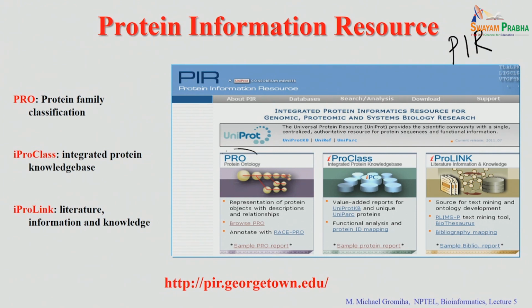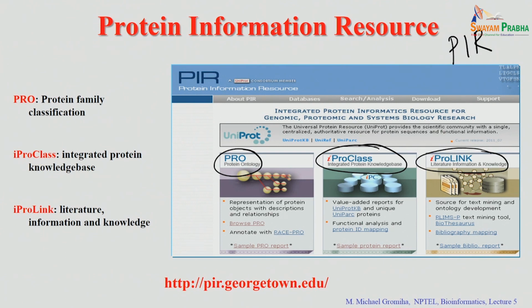One is the protein ontology, PRO, and iProClass contains an integrated protein knowledge base, and iProLink contains literature information and knowledge. Essentially, this is the integrated protein information resource for understanding genomics data, proteomic data as well as systems biology research. So they collected the data and classified it into 3 different categories, and each one presents it in a different way.